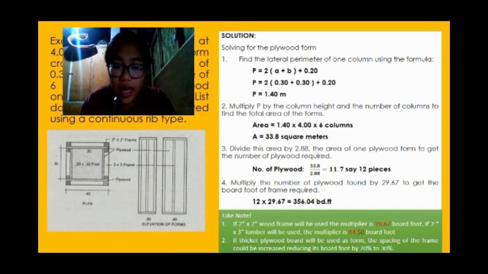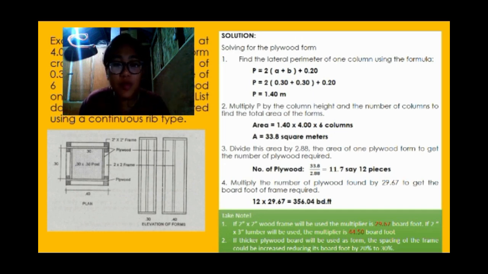So, muni ato ang A, muni ato ang B, and muni siya ang forma sa continuous rib type. So, for the solution, first is to find the lateral perimeter, which is P is equal to 2 times 0.30 plus 0.30 plus 0.20. So, natay makuha nga 1.40 meters.